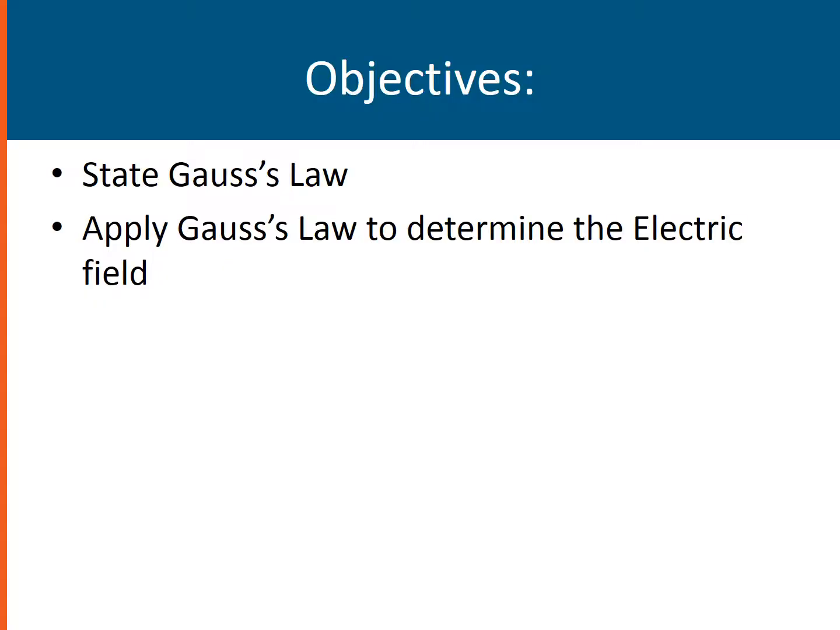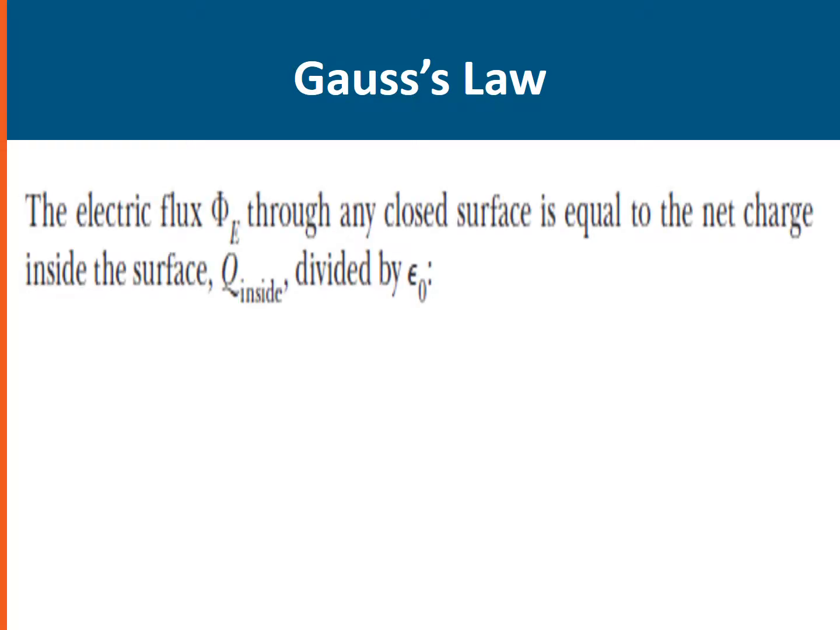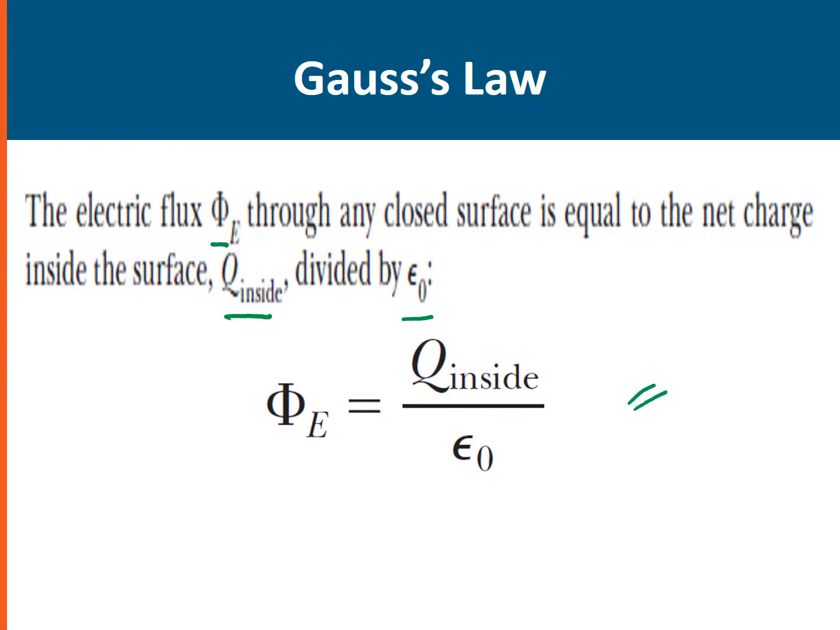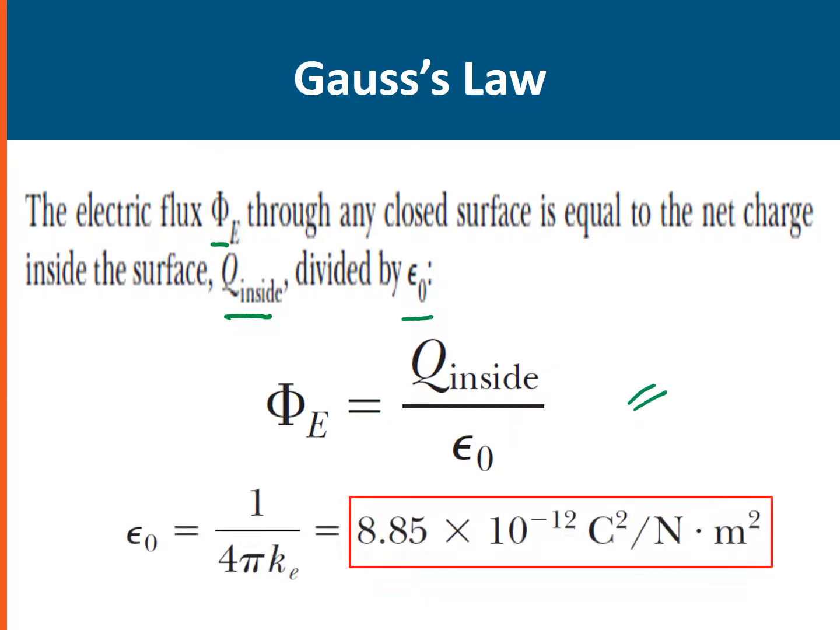In this lesson, we are going to state Gauss's law and apply Gauss's law to determine the electric field. Gauss's law states that the electric flux through any closed surface is equal to the net charge inside the surface divided by electrical permittivity, or in equation form, we have this. This is Gauss's law, where permittivity is just equal to 8.85 times 10 to the power of negative 12 coulomb square per Newton meter square. So this is electrical permittivity.